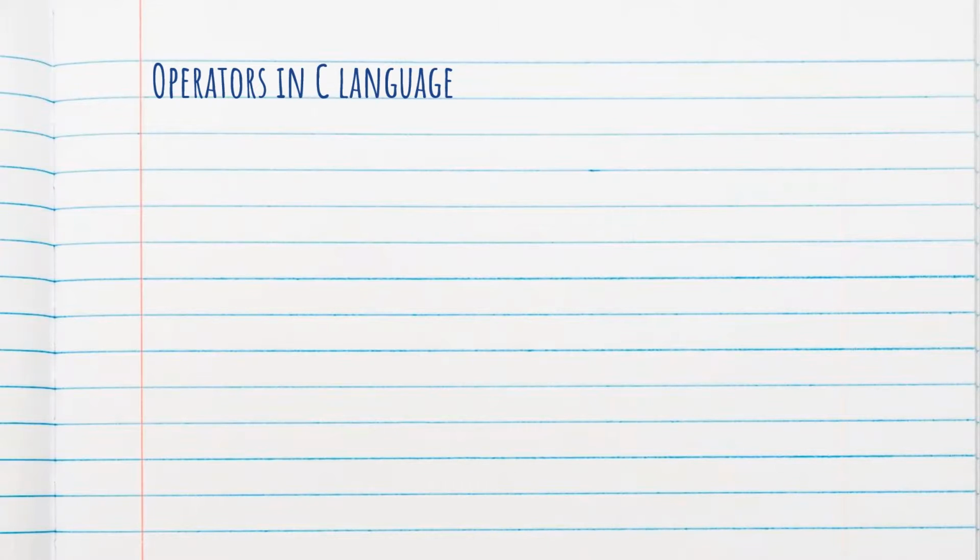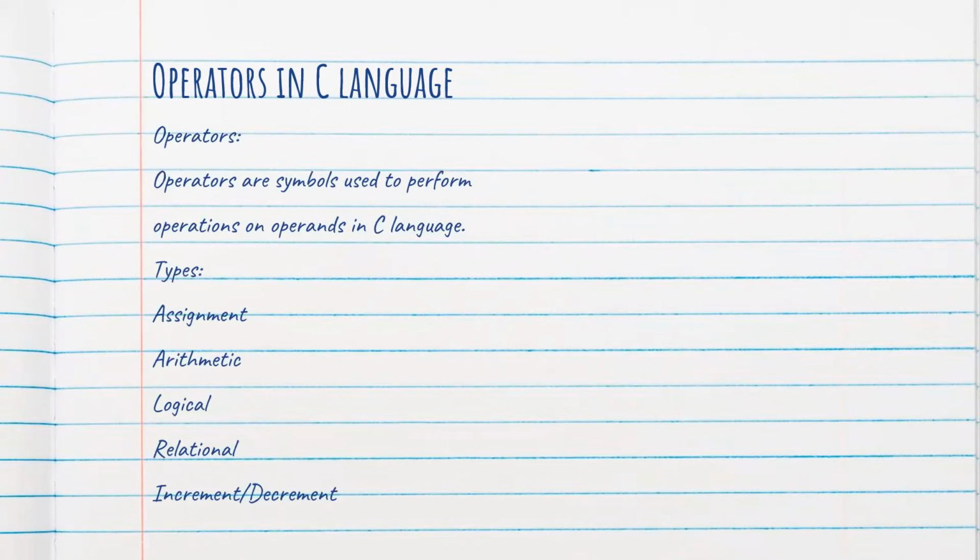In this tutorial, we are going to discuss operators in C language. Operators are symbols that are used to perform operations on operands or values. And in C language, there are multiple operators that are used to perform different operations such as assignment operator, arithmetic operator, logical operator, relational operator, and increment or decrement operator.